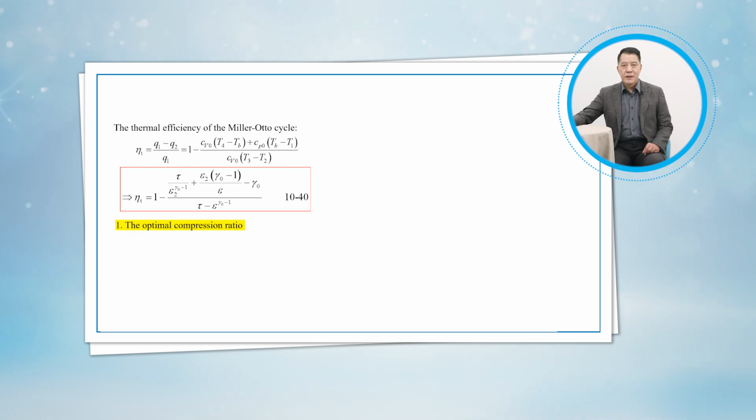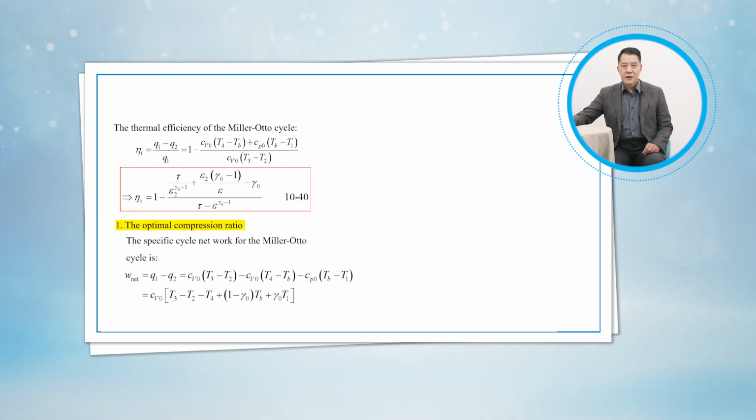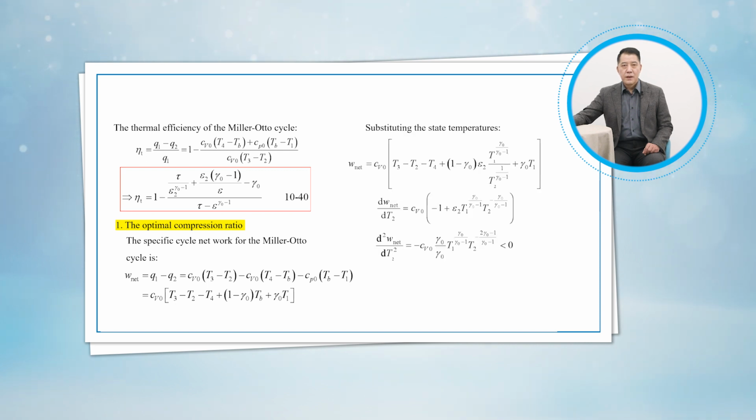We are now trying to determine the optimal compression ratio at which the cyclic specific net work reaches maximum. By definition, the specific cycle net work is, substituting the state temperatures and following the ways having been used before. From the derivatives, we can find there exists indeed a maximum specific cycle net work.